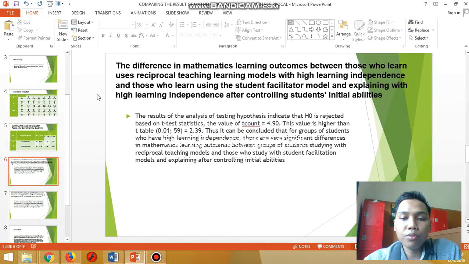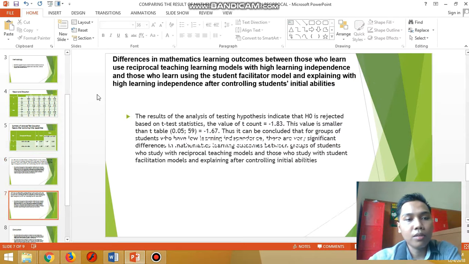But when the group of students studying with the reciprocal teaching model and those who study with the student facilitator and explaining model, after controlling initial ability. Difference in mathematics learning outcome between those who learn using the reciprocal teaching model with low learning independence and those who learn using student facilitator and explaining with low learning independence after controlling student initial ability.